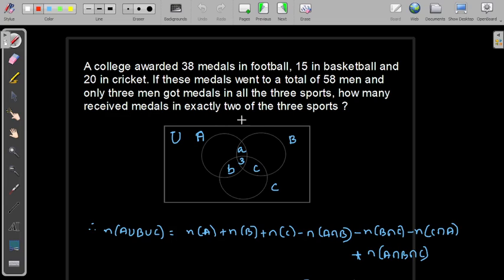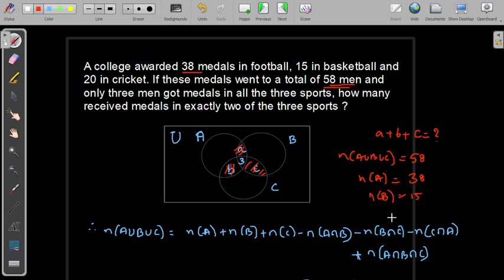How many received medals in exactly 2 of the 3? Exactly 2 means this region and this region together, exactly 2 of the 3 sports. So what I should do is find the value of A plus B plus C. They have given that these medals went to a total of 58 men. So N of A union B union C will be equal to 58. Then N of A in football is given as 38 medals. N of B in basketball is 15. N of C is 20 in cricket.